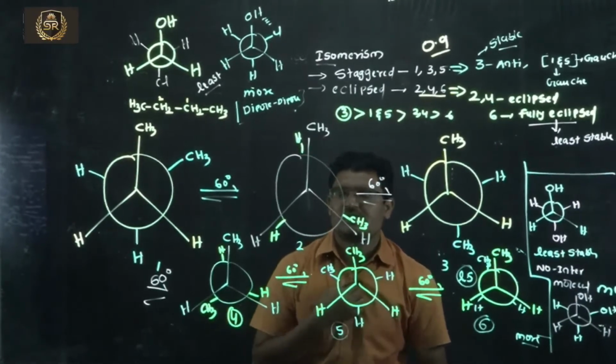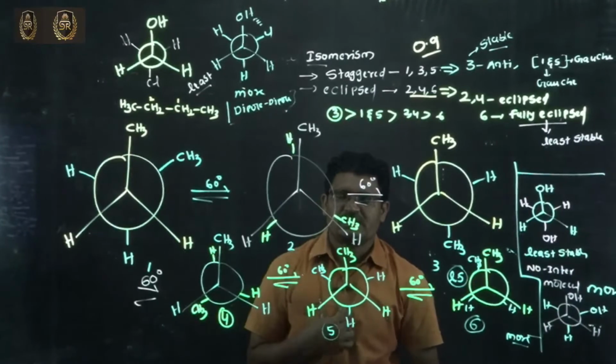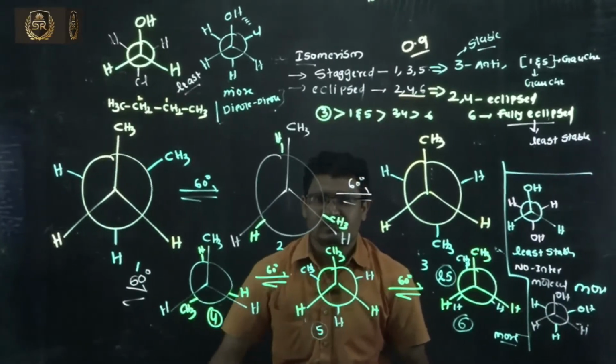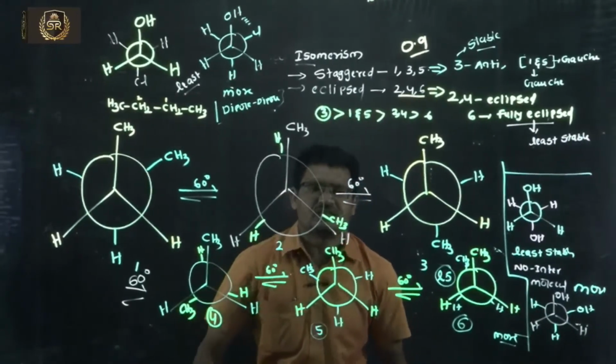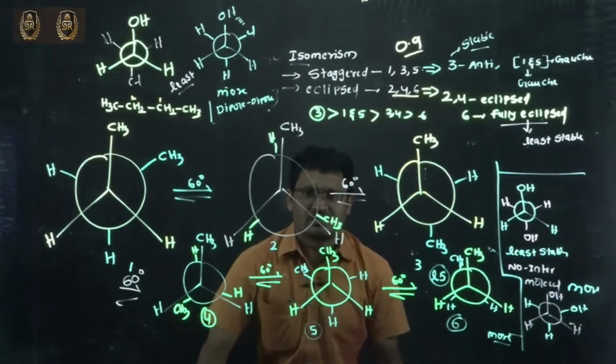After this conformational isomerism, stereochemistry is there, that is stereochemistry of addition reactions. That will be continued in the next class.